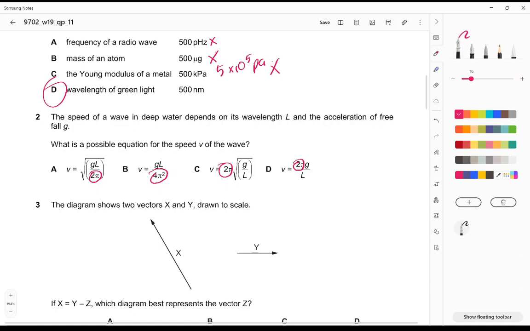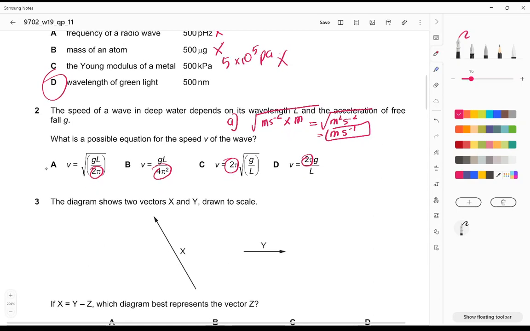G stands for the acceleration due to gravity, which is ms minus 2. I'm just working on option A first. ms minus 2 multiplied by length is actually m. If we multiply the two together inside the brackets, I'm going to put a square root sign over here and work this out. It should be m square s minus 2 under root. The square root is going to get rid of the squares, so ms minus 1 is the answer, which is apparently the right unit. So v should be the answer. I don't need to work the other options.